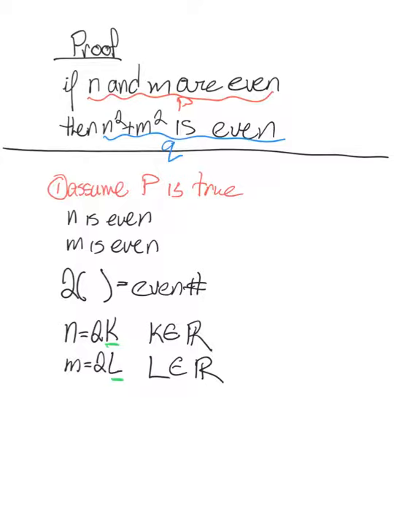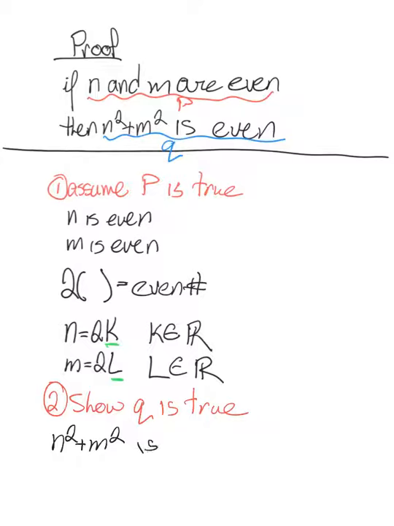Okay, so now that we have that n and m are even, we have to show that n squared plus m squared is even. Okay, so now we're going on to step 2. We assumed that P is true. Now we have to show Q is true. And how do we do that? Well, we have to show that n squared plus m squared is even.